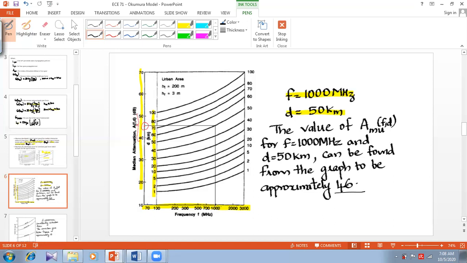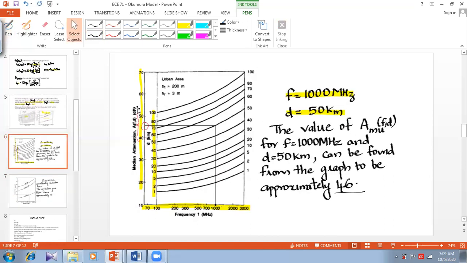So this is the point, and we have to find out the corresponding curve depending on the distance between the receiving and transmitting antenna. That is 50 kilometers, so this is the curve which we have to consider. We have to see where the 1000 megahertz and this D50 curve would meet. This is the point where they meet. From here, we extend this point to the y-axis to find the median attenuation. So this will provide us the value for AMU. So this is how we find the value for AMU.